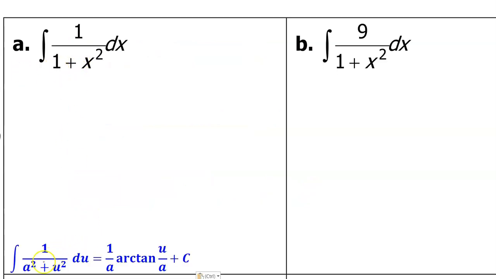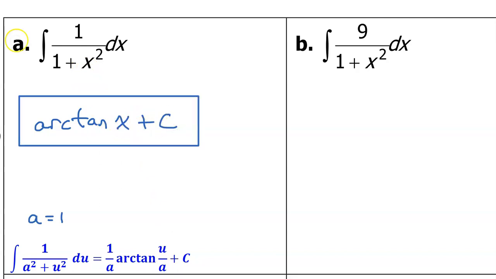Part A is a perfect match for the arctangent rule. So let's just jump in, noticing that the a value is 1. The a value is always the square root of this constant. So the rule says 1 over a. Well, that's 1 over 1, so we don't need to write that. Let's just go ahead and write arctangent u over a, well that's just x over 1, which is x, plus c. So that's your answer to part A.